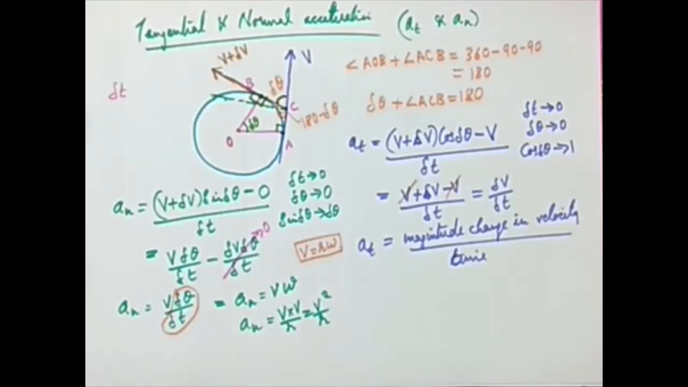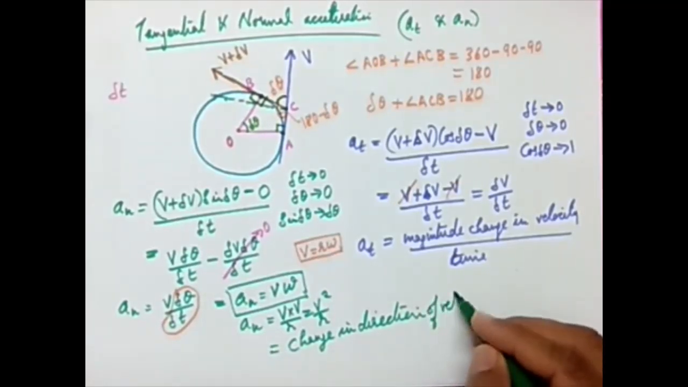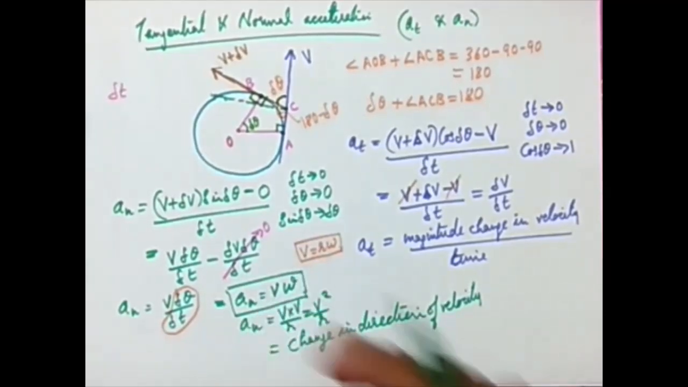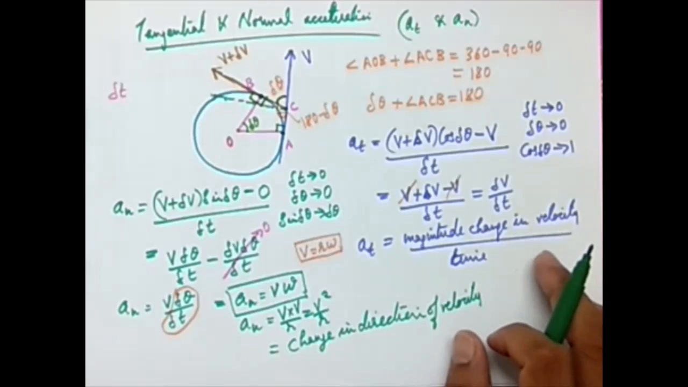So now if you are observing this, here the angular velocity comes into the picture. Angular velocity is the change in angle. So this particular parameter is basically the change in direction. This basically talks about the change in direction of velocity. That's what angular velocity is, its rate of change in direction. So the normal component depends upon the change in direction of velocity, and the tangential component depends upon the magnitude of change in velocity. So that's the basic difference that we want to understand.